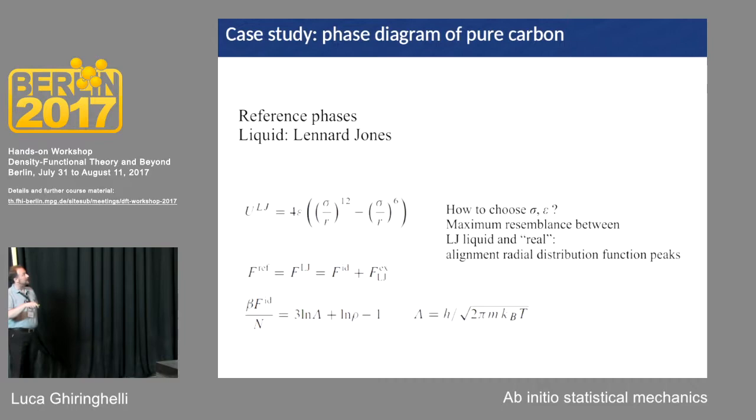The liquid, the reference is the Lennard-Jones, for which we don't know analytically the free energy, but people have been looking for the free energy of Lennard-Jones liquid for decades. So you just go to some of the tables. It's similar to the LDA, Ceperley-Alder. So we don't know the LDA analytically, but somebody has tabulated it. And there is another paper that is almost as cited as Ceperley-Alder for Lennard-Jones, because everybody does Lennard-Jones, and you have the equation for the free energy of Lennard-Jones liquids.